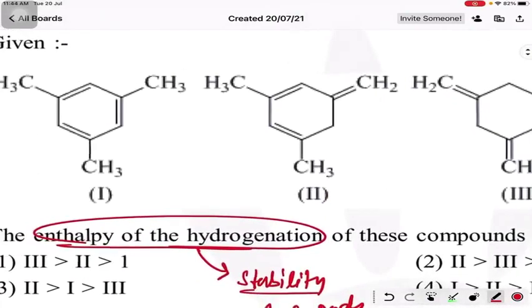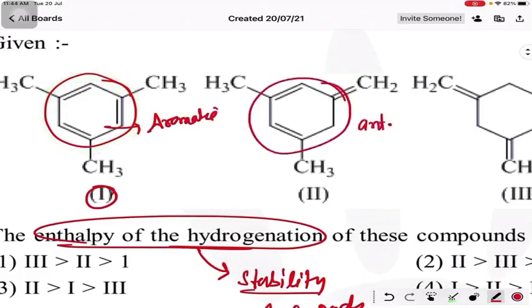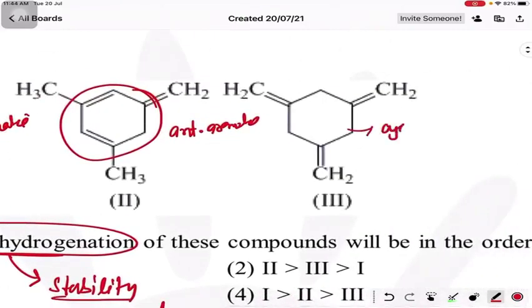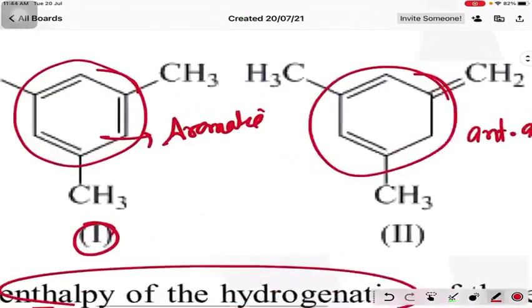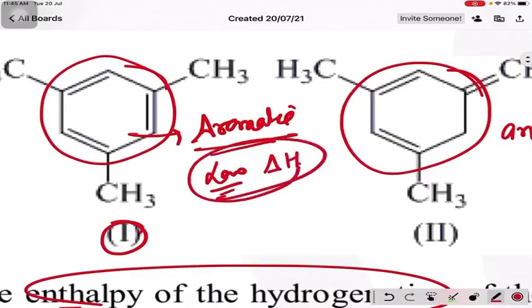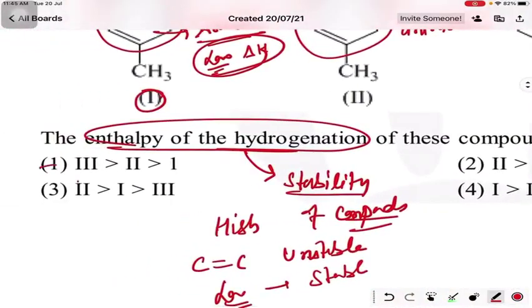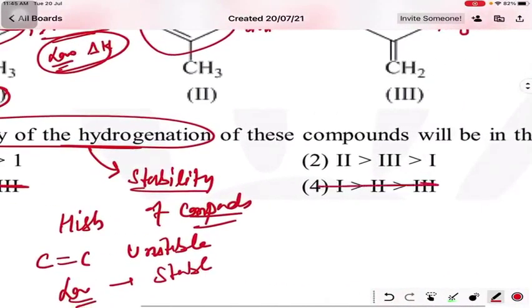Now out of these three compounds, compound number 1 is having a hexagon ring which is having 4n plus 2 pi electrons. This ring is aromatic. This ring is anti-aromatic, and this third ring is a simple cyclohexane ring. So we know the stability. Aromatic compounds are highly stable. It means they should have very low enthalpy of hydrogenation. Enthalpy of hydrogenation should be least in case of 1. 1 should be at the end. So this is in compound number 1 and 2. So we can eliminate option number 3 and 4.